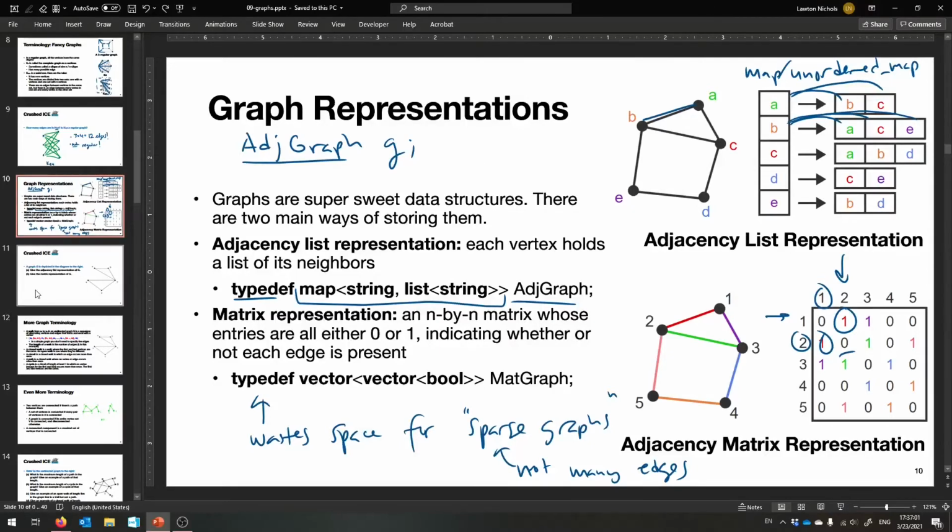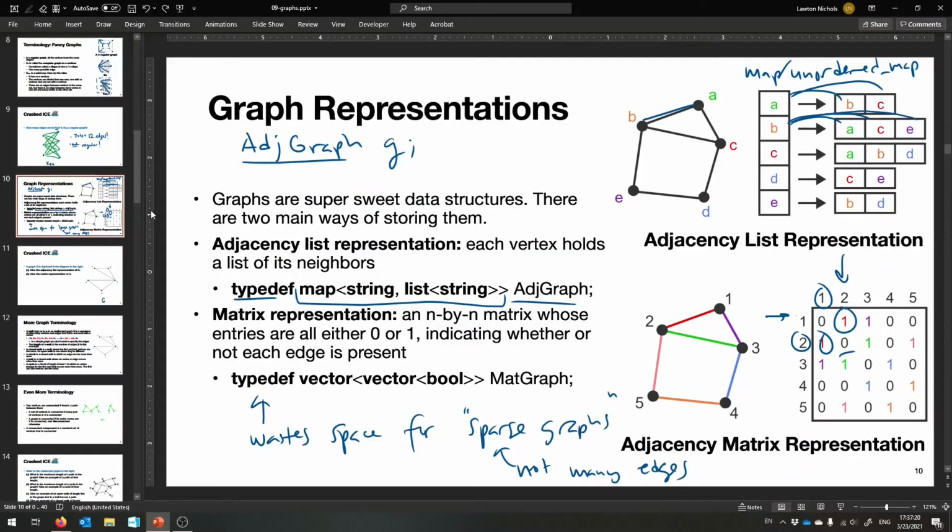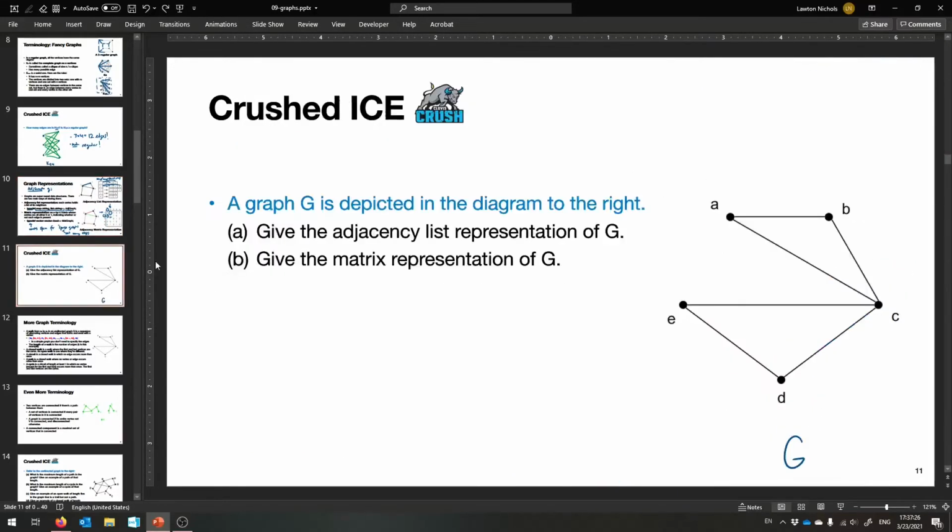Let us go now to another question. Here's a graph, let's call it G. I want you to give the two different representations of this graph. Give an adjacency list, and also give a matrix representation, and instead of numbers here, you can just use A, B, C, D, and E. Please do that. This is good practice, and we'll come back and do it together.